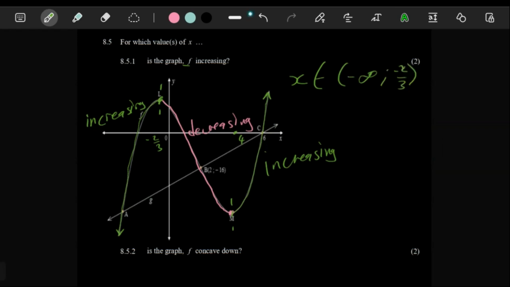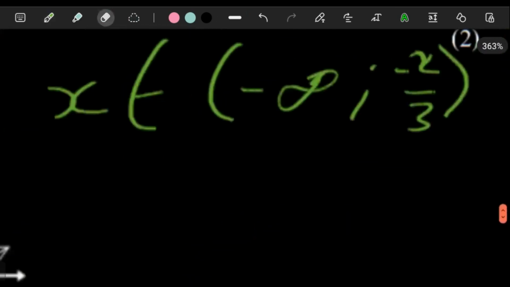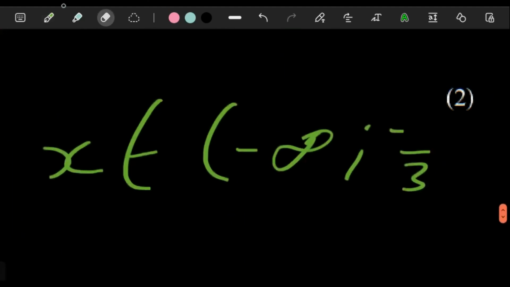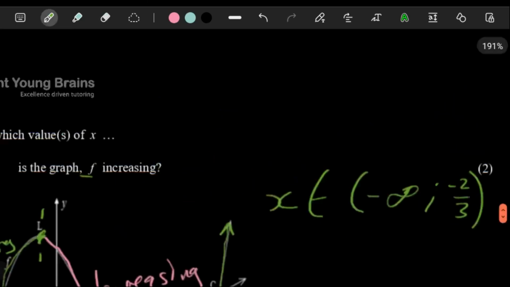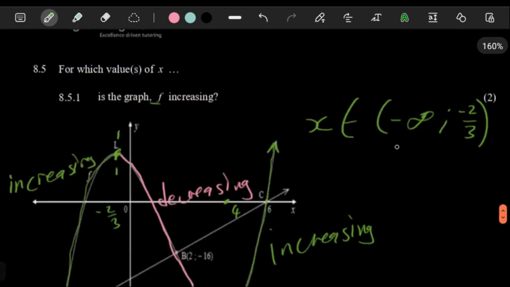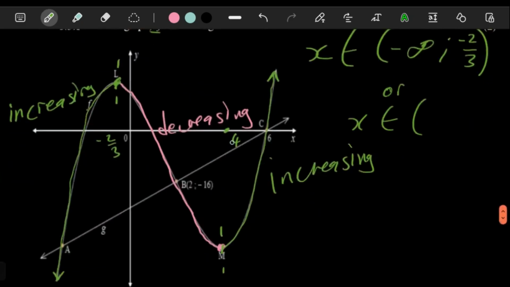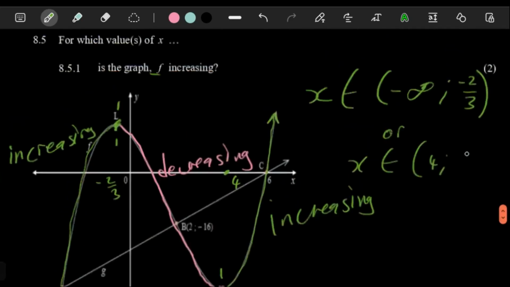And then we're putting a round bracket because specifically at negative 2/3, the graph has a gradient of 0, so it's neither increasing nor decreasing. So that's the first answer. Then here we're going to say, or our x value is an element of positive 4 until positive infinity.